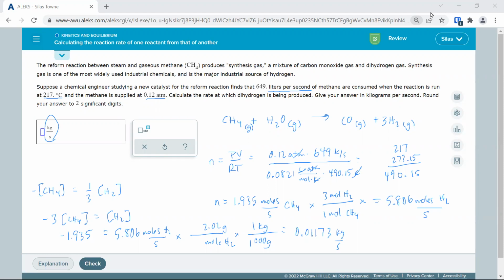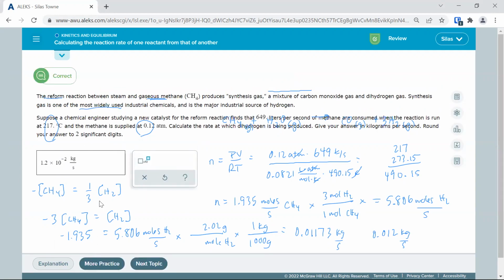So let's figure out significant figures. It looks like we got 2. It's also telling me 2. So I'm going to go with 0.012 kilograms per second. I could also try times 10. We got a times 10 here. So I'm going to go with 1.2 times 10 to the negative 2.